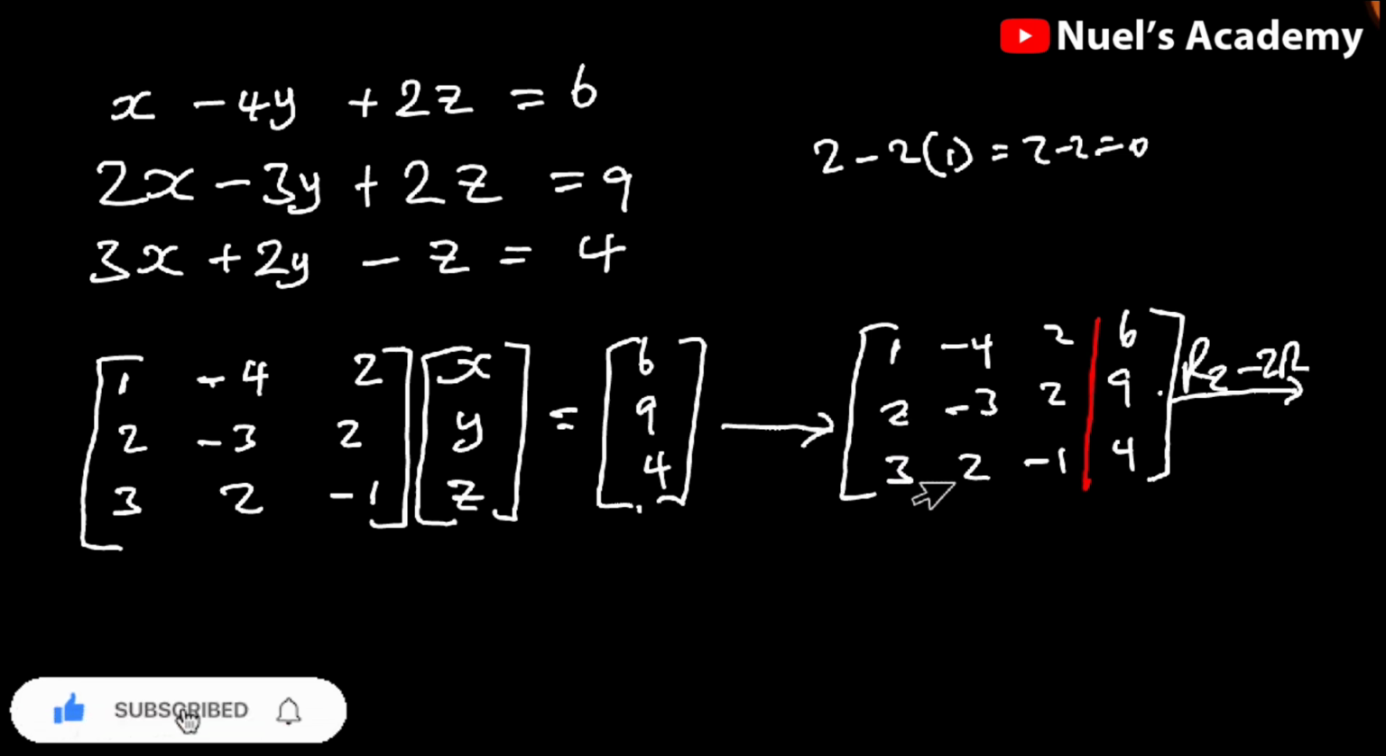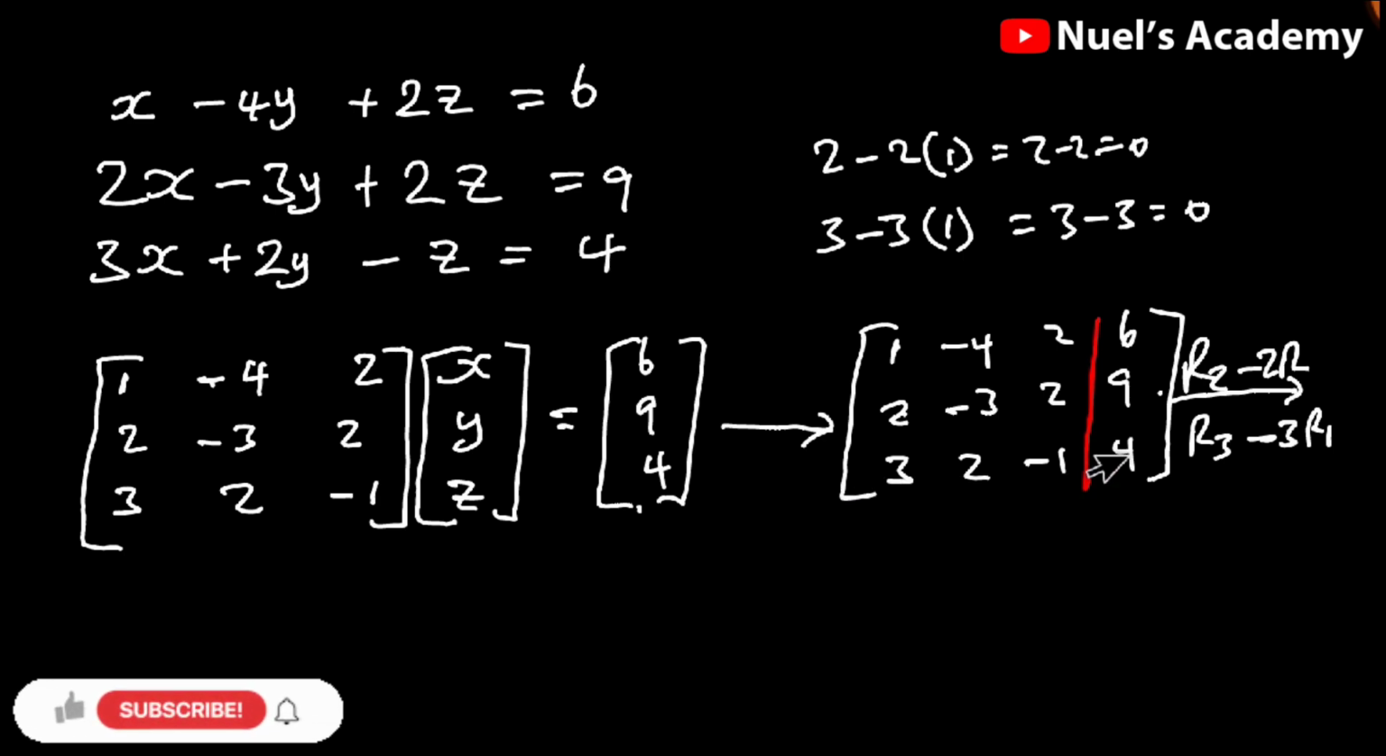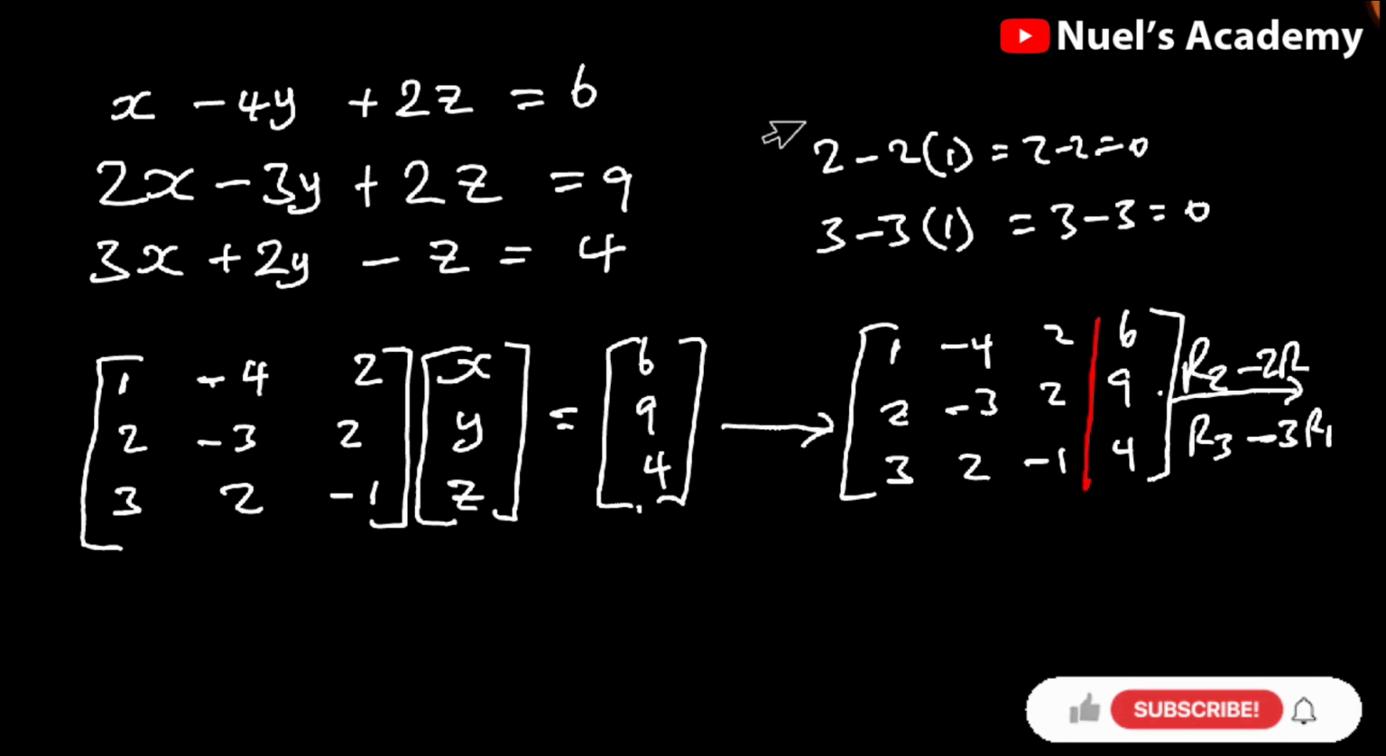Now to the third row, the row operation we're going to do here is row 3 minus 3 times row 1, alright? This is because row 3, which is 3, minus 3 times row 1, which is 1, is equal to 3 minus 3, which is 0. So with this operation, we convert this 3 to 0. And then it will also affect all other elements in this third row. So let's go ahead and perform those operations.